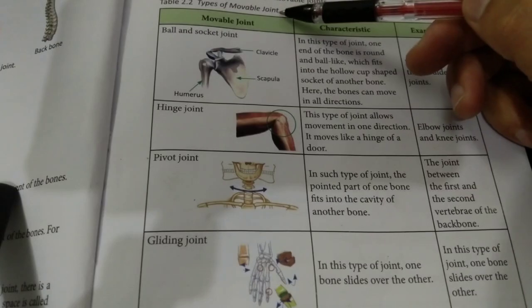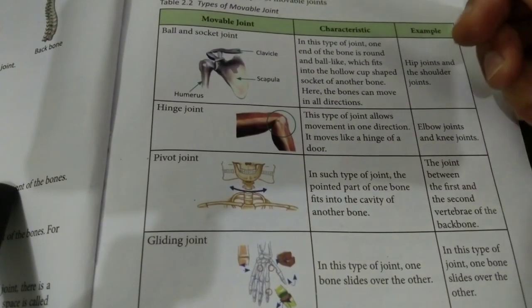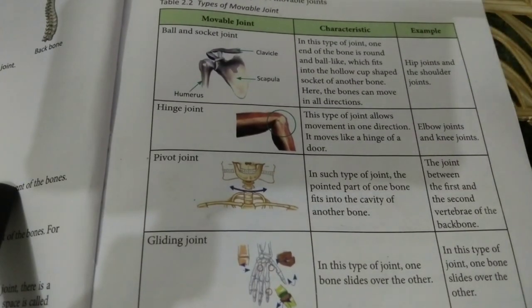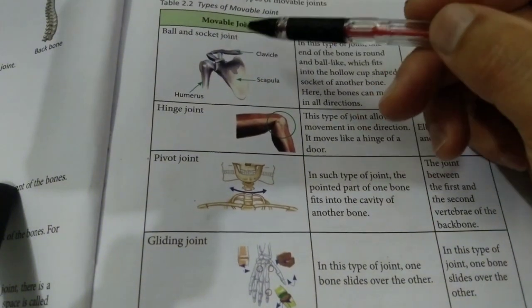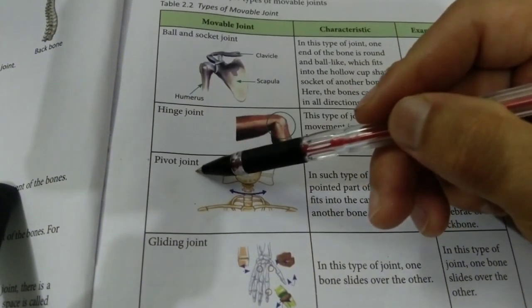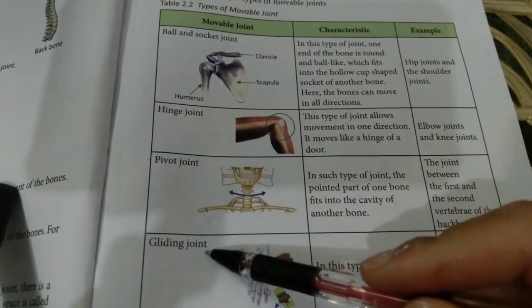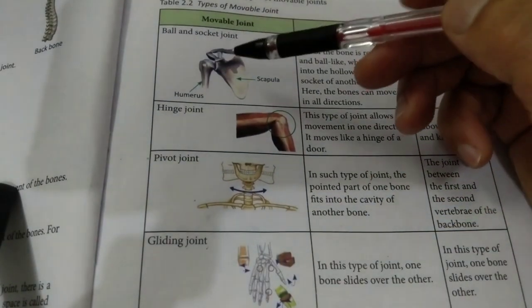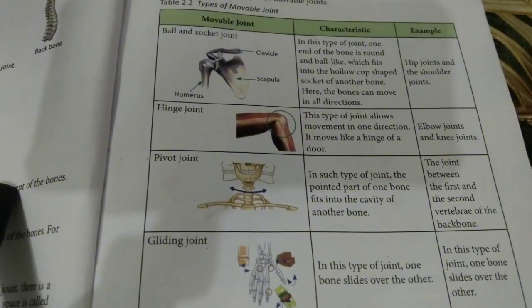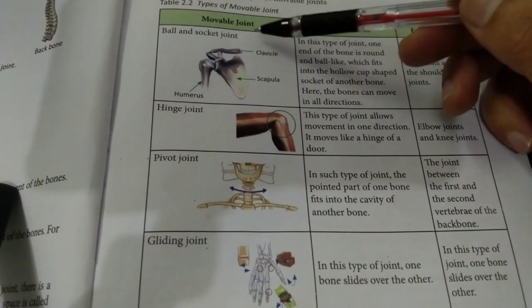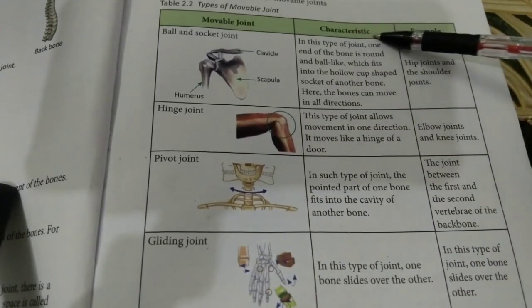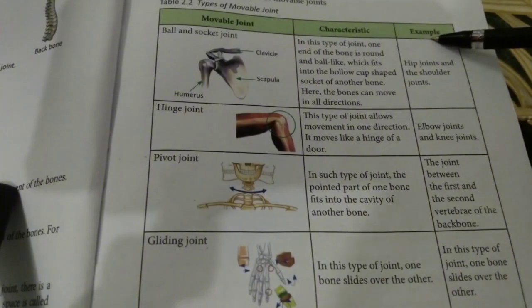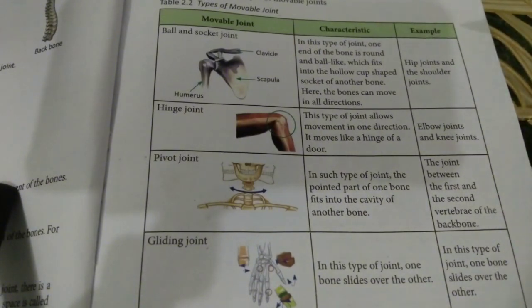We have four types of movable joints. They are number one, ball and socket joint, hinge joint, pivot joint, and gliding joint. Four types of movable joints: 1, 2, 3, 4. Then there are the characteristics of the different types of joints, and we have examples.